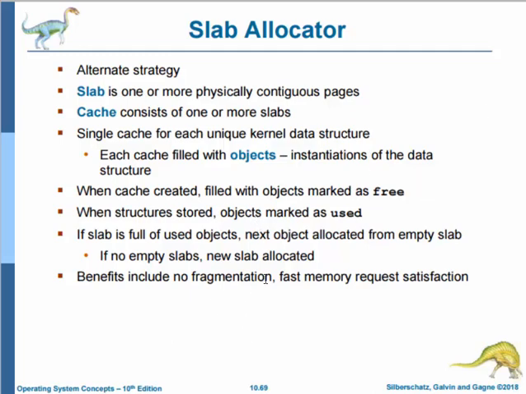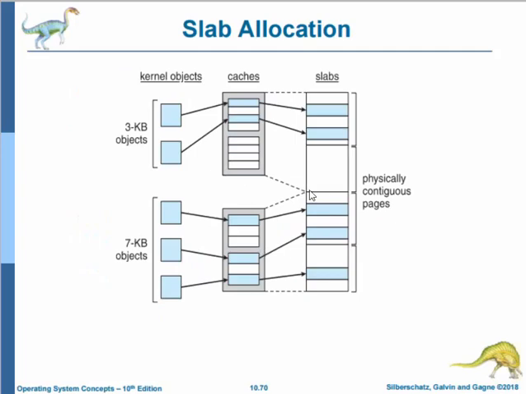So the relationship among slabs, cache, and objects is shown in our example here, no? Wherein the figure shows 2 kernel objects. So we have a 3 kilobyte kernel object and a 7 kilobyte kernel object, which are stored in separate caches.